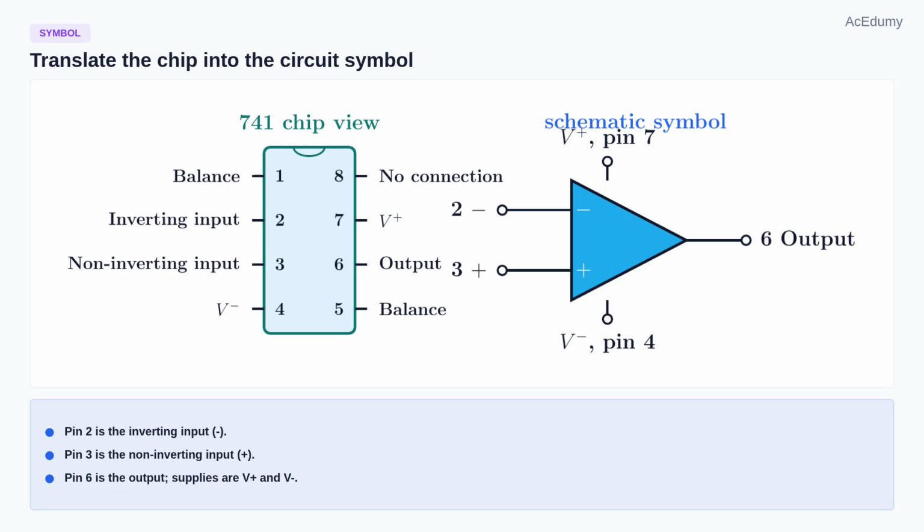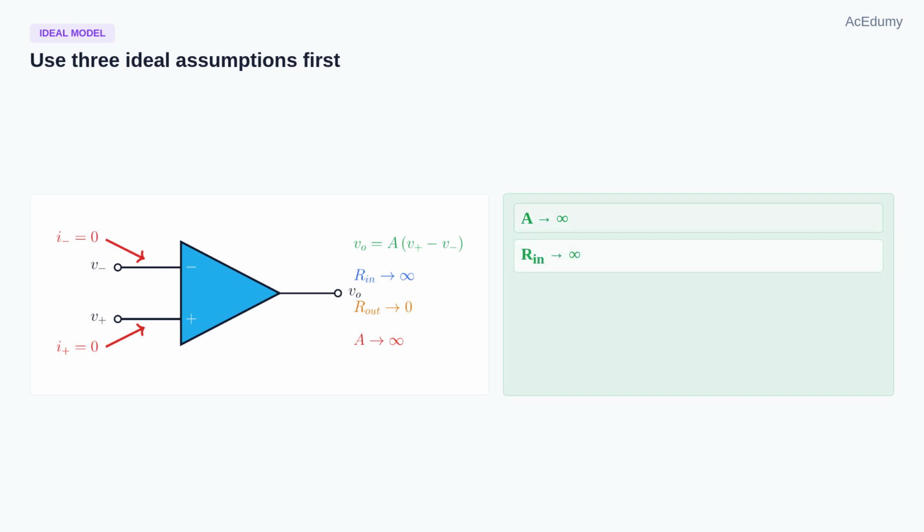Now let us connect the physical part to the schematic symbol. A common op-amp, such as the 741, has several package pins. For circuit analysis, the most important pins are the inverting input, the non-inverting input, the output, and the two supply pins. The inverting input is marked with a minus sign. The non-inverting input is marked with a plus sign. The output is drawn at the tip of the triangle. The supply pins, V plus and V minus, power the device, even when they are not always drawn in every small signal schematic.